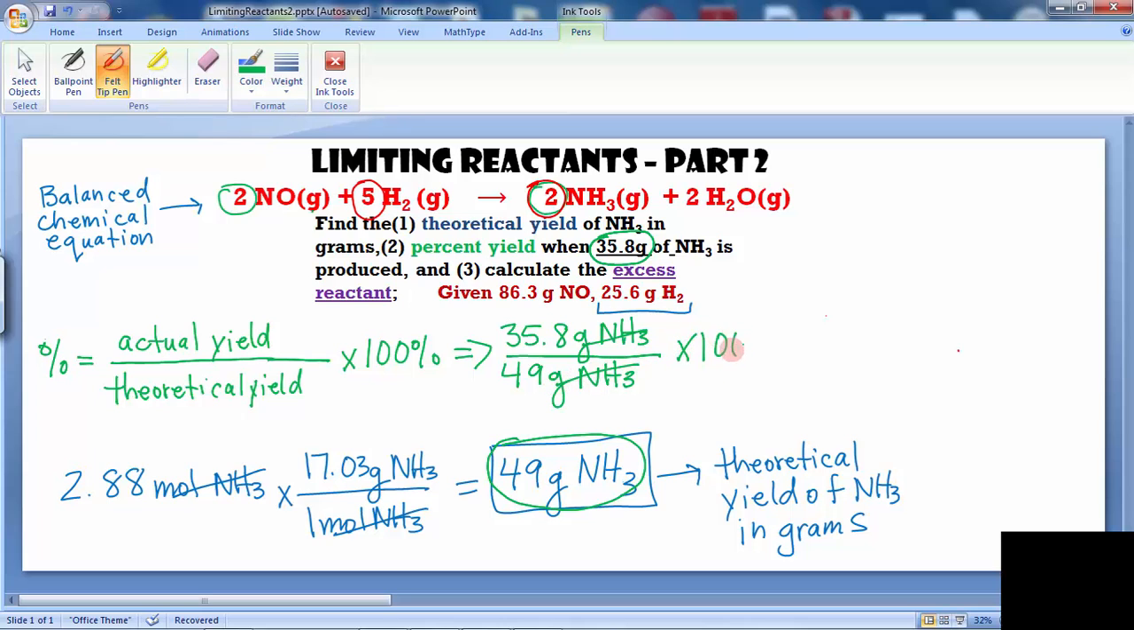And we want to multiply that times 100%. So let me calculate that. It's 35.8 divided by 49 times 100. So the yield in this case is 73.1%, which is a good percent yield. So this is the percent yield.